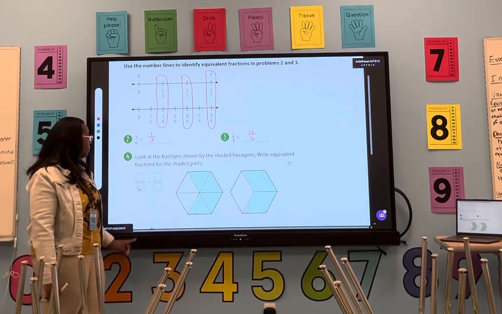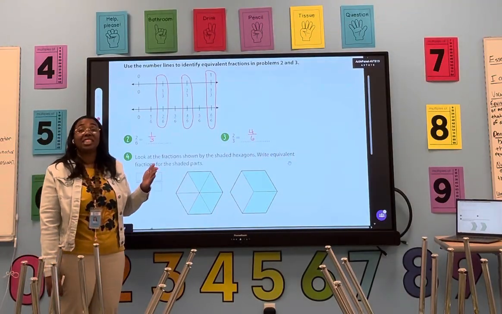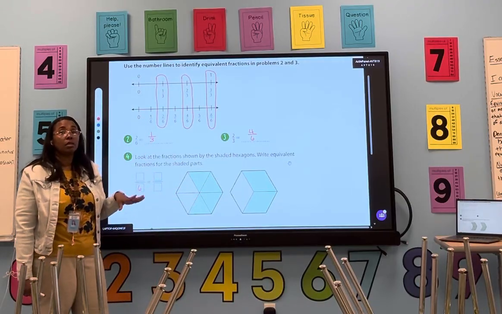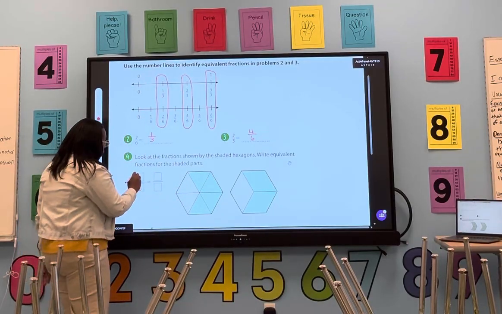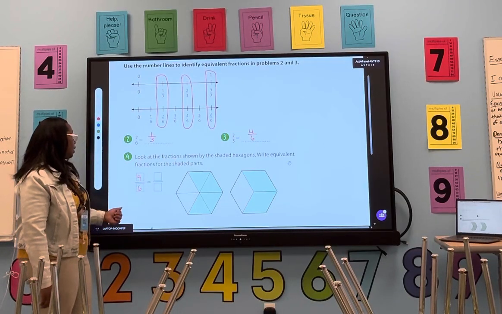All right. Let's go to our numerator. That's going to be how much is shaded. So there are 1, 2, 3, 4 pieces or 4 parts that are shaded. So my numerator is 4. So 4 out of 6 are 4/6.